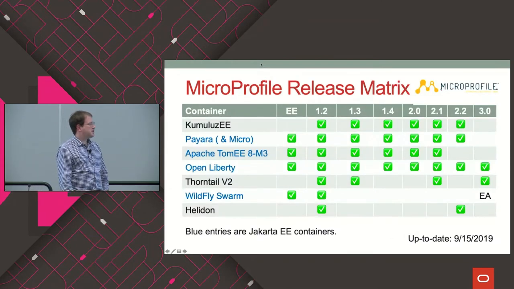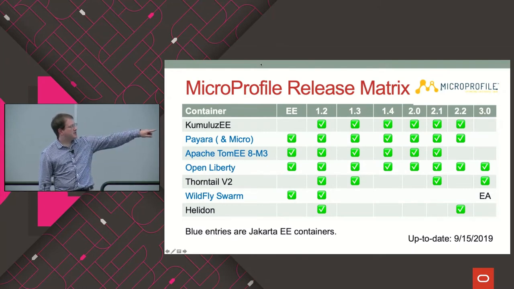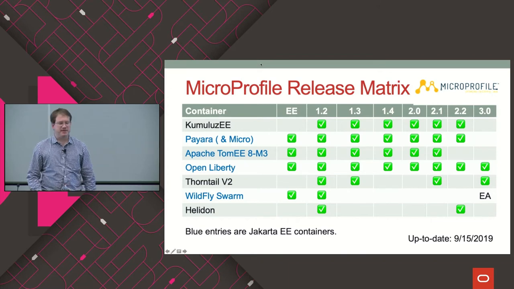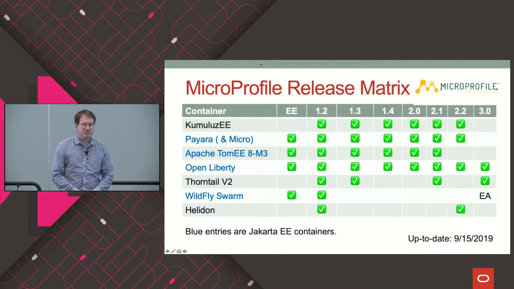So this is a MicroProfile release matrix. Not all of the containers support all of the versions. The blue entries are actually ones that are Jakarta EE. The Thorntail one that I've listed right there, I believe that's end of life because they are moving to Quarkus instead. So there seems to be more discussion about Quarkus, from what I've heard. So the blue ones are your Jakarta EE containers, and you can see the green check marks are whether it supports that release or not. Sometimes the containers skip a release, and that's something to be aware of when you're going with MicroProfile. You have to check to see which container you're using and which release of MicroProfile it supports. So I did a lot of prototyping for the presentation on Payara, which doesn't support MicroProfile 3.